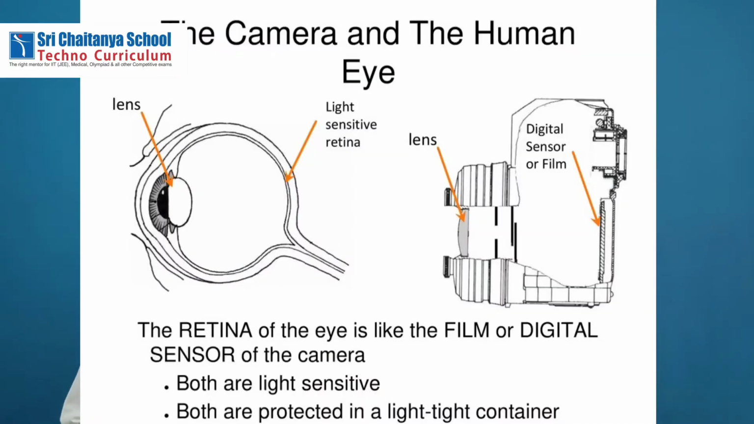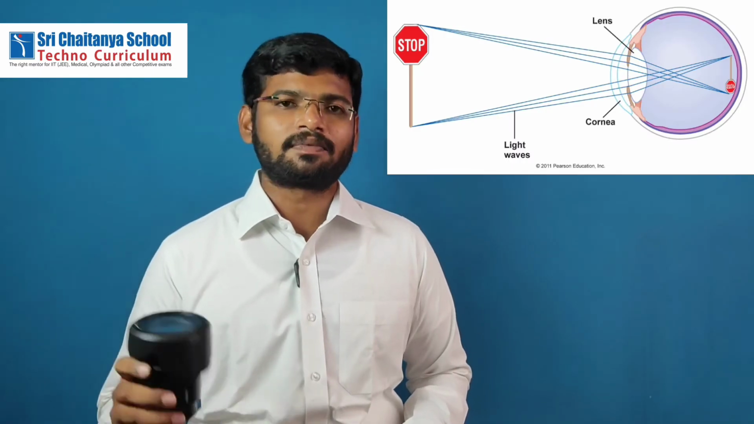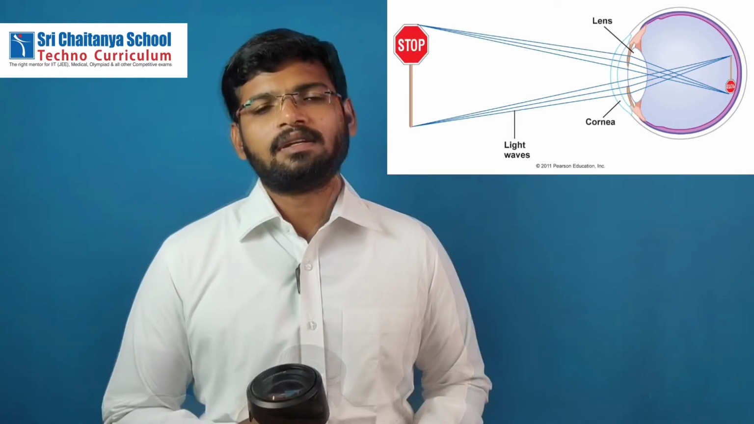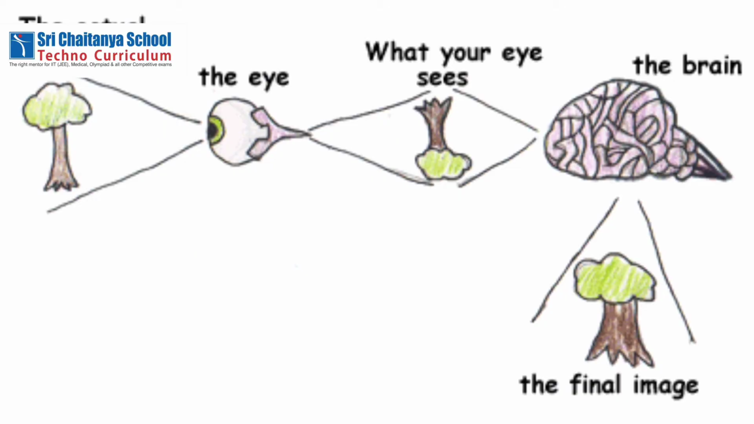Likewise, our eyes also collect the light rays and they are transferred onto the retina through the biconvex lens. Here, the image falls on the retina upside down and left-right reversed. Then, the light waves are converted into neural signals, and these neural signals are transferred to the brain, where the upside-down and left-right reversed image is interpreted by the brain.